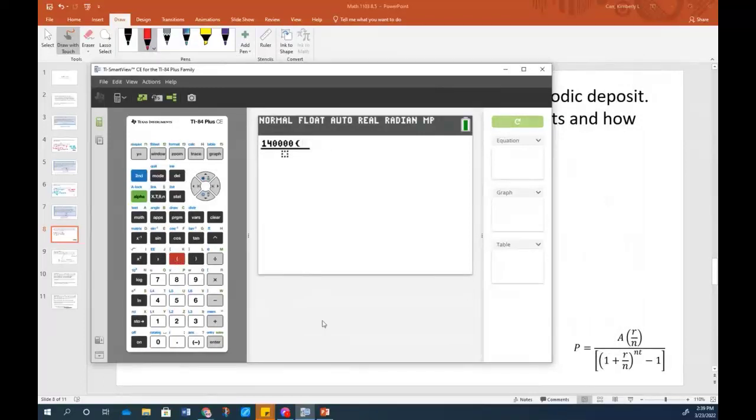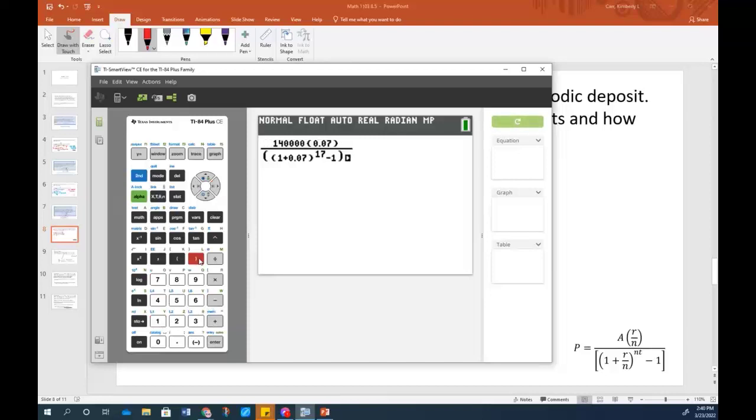Parentheses, it was R divided by N. However, since N was 1, I don't really need to put a fraction in there. It'll just become the R. R was 7%. Now this is over, open for the bracket, open for the parentheses. It does make a difference, guys. 1 plus, and again, R over N just becomes R, because the N was 1. Raised to the N times T, but N is 1, so that means it's just T. This one had 17 years.